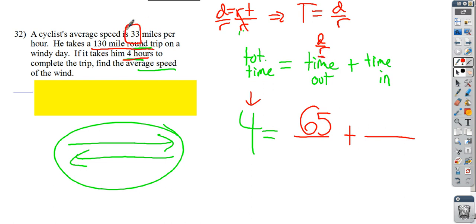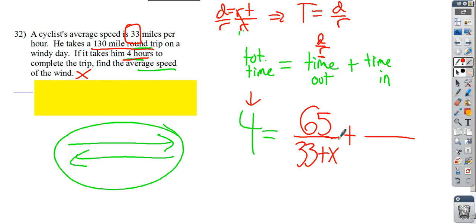His rate is 33 miles an hour, but then they don't tell us whether he was with the wind or against the wind going out, but it doesn't really matter. So let's call x the wind speed. Let's pretend that on the way out he was going with the wind. So the wind was pushing him, the wind was adding to his speed. That means 33 miles an hour plus the wind speed plus x.